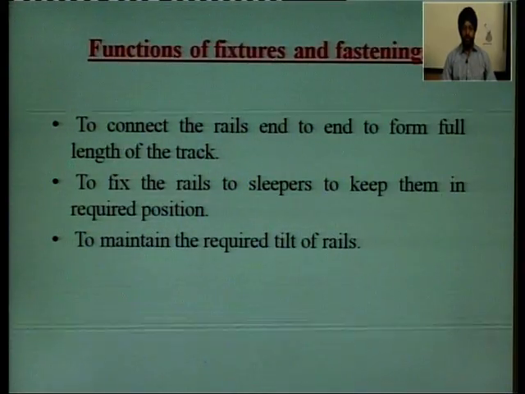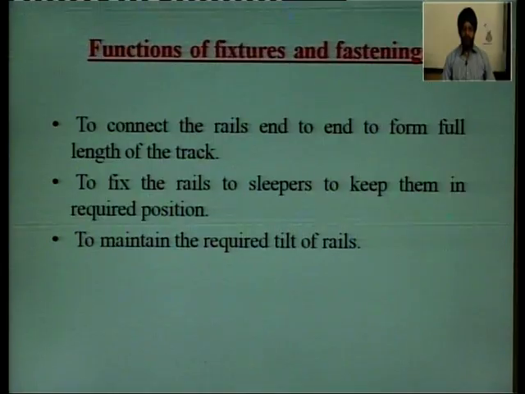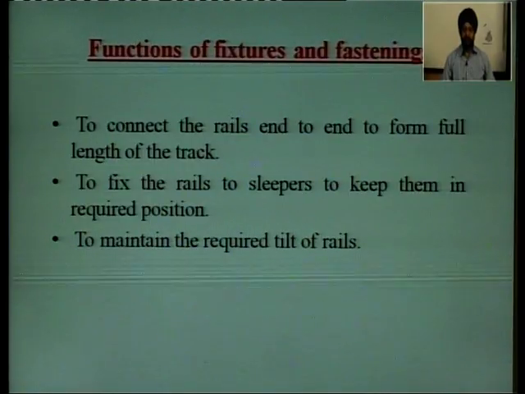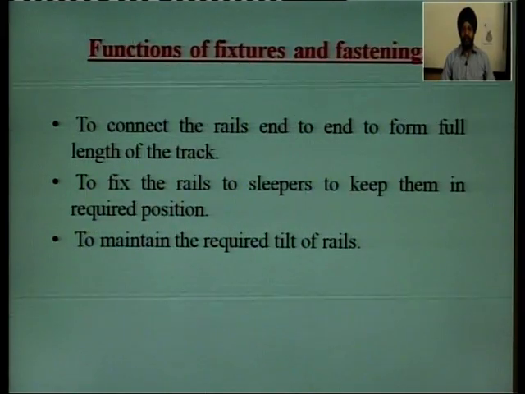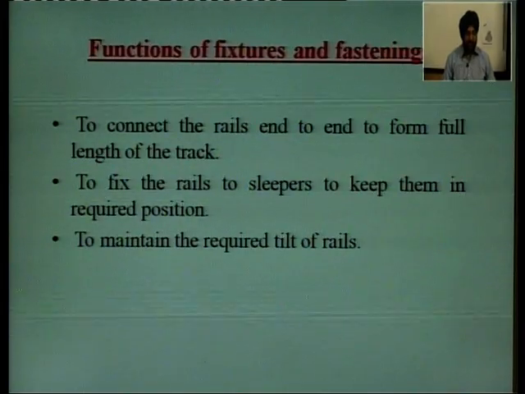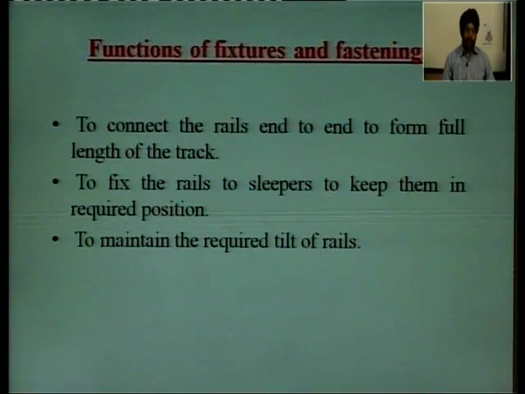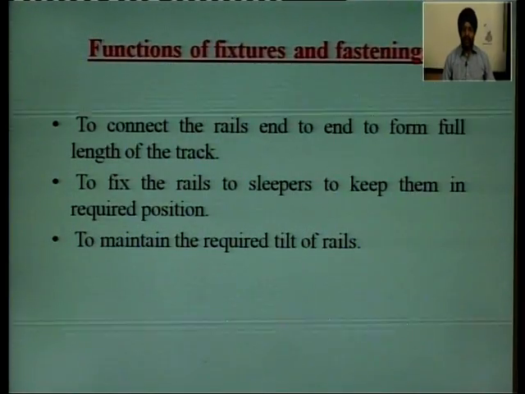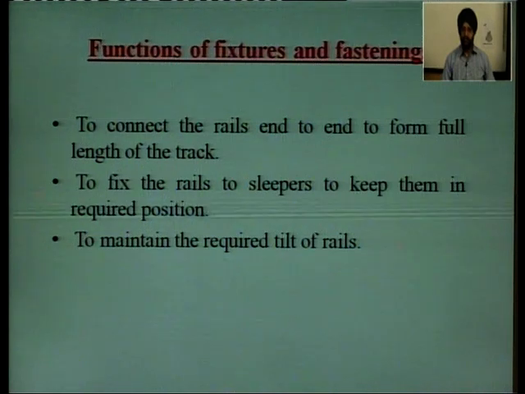Secondly, to fix the rails to the slippers, to keep them in the required positions. We all know the rails are resting on the slippers. So, to make them contact with each other, to fix them both, we use once again the fixtures and fastenings. Thirdly, the third function is to maintain the required tilt of the rails. We all know that rails are tilted, they are given a certain slope. So, to maintain that tilt, once again these fixtures are very helpful.